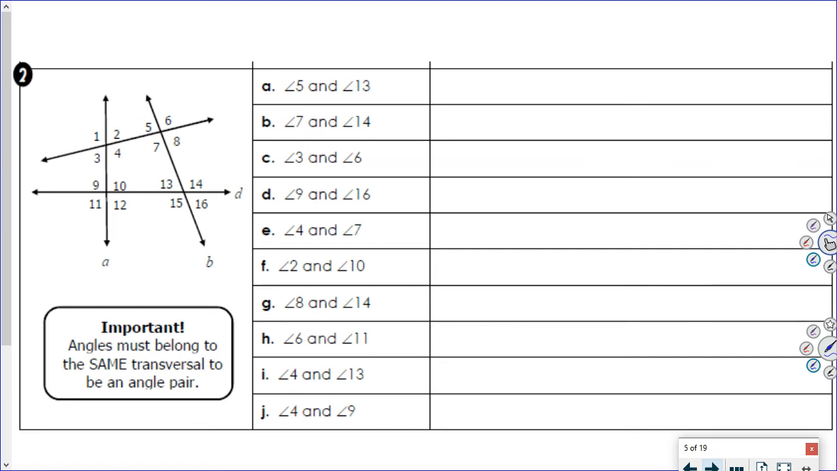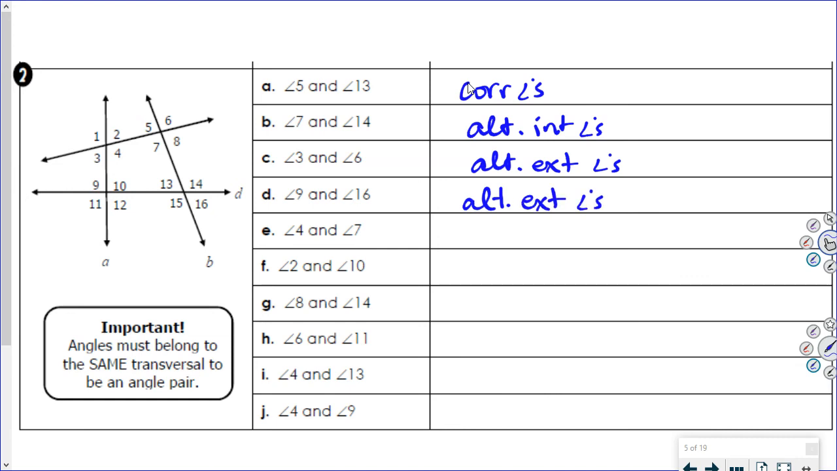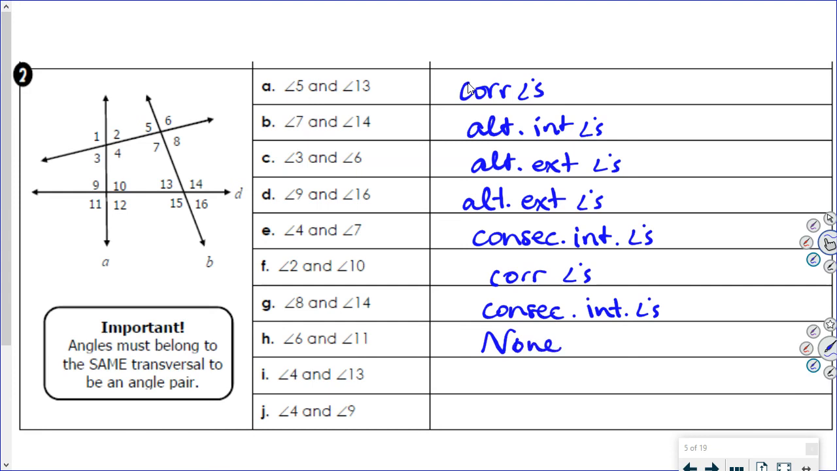Okay, so we have from the top, corresponding angles, alternate interior angles, alternate exterior, alternate exterior, same side or consecutive interior, corresponding, consecutive interior, none, none, and alternate interior.